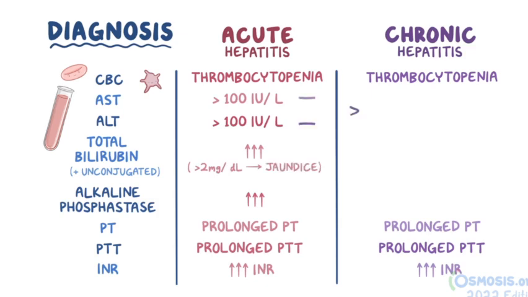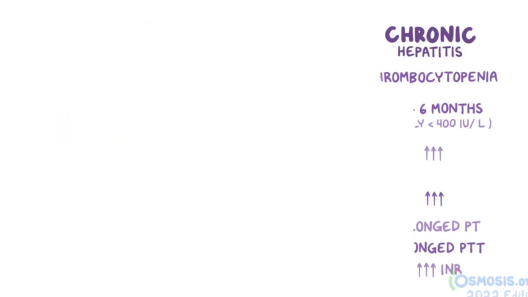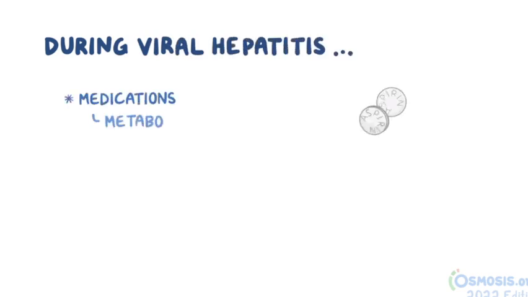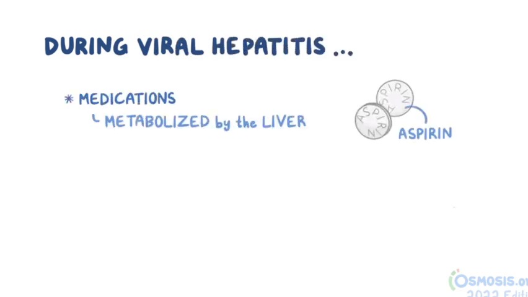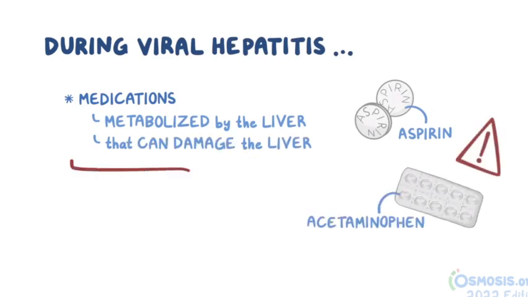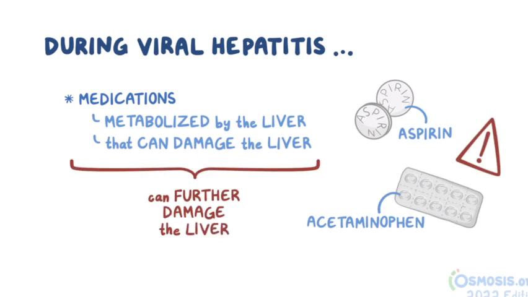With chronic hepatitis, elevation of AST and ALT persists for more than 6 months, but levels don't usually rise above 400 international units per liter. In addition, total bilirubin and alkaline phosphatase levels can also be elevated. During viral hepatitis, medications that are metabolized by the liver, like aspirin, or medications that can damage the liver, like acetaminophen, should be used with caution because they can further damage the liver.